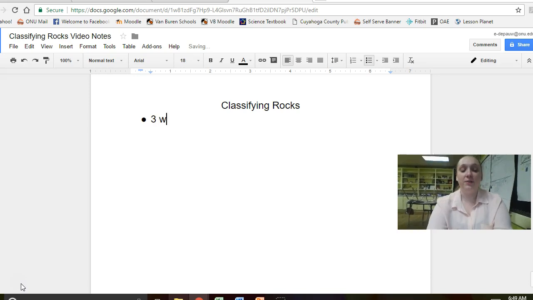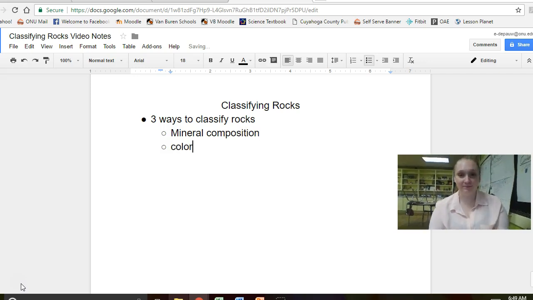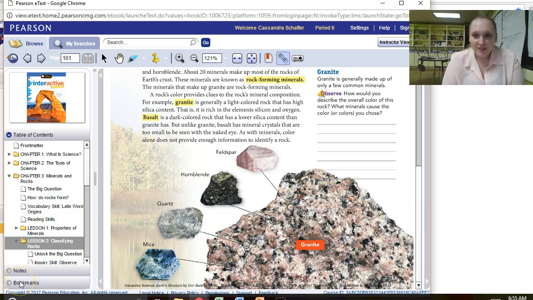There are three ways to classify rocks. And our first two are the mineral composition and the color. Rocks are made up of mixtures of minerals and other materials. A rock's color provides us with clues about what minerals make up the rock.